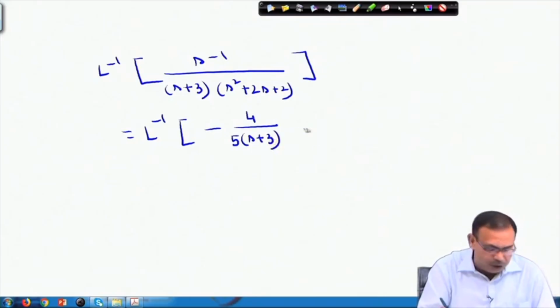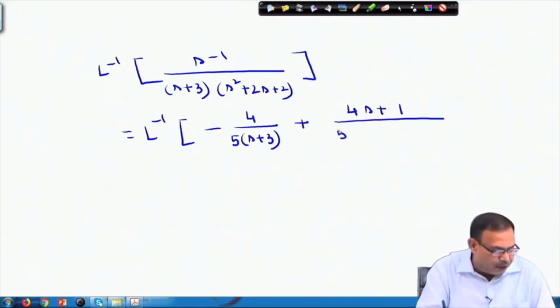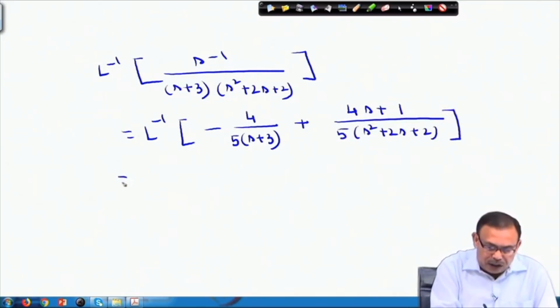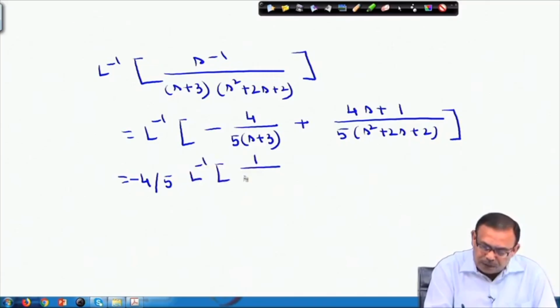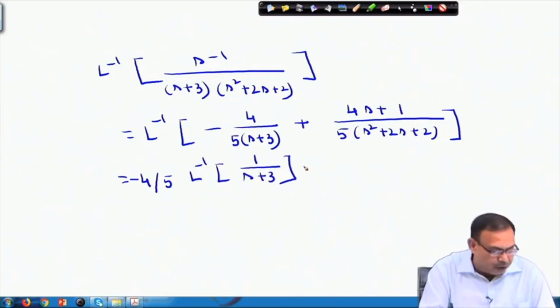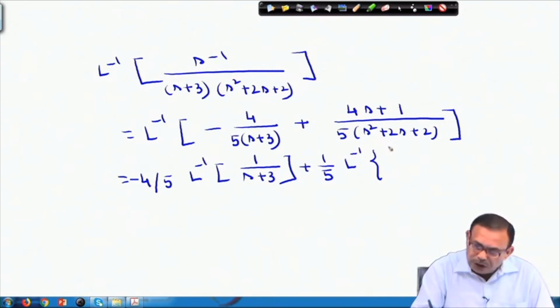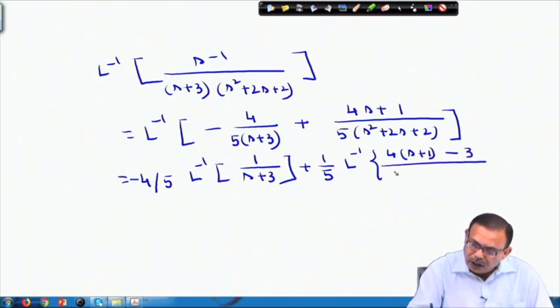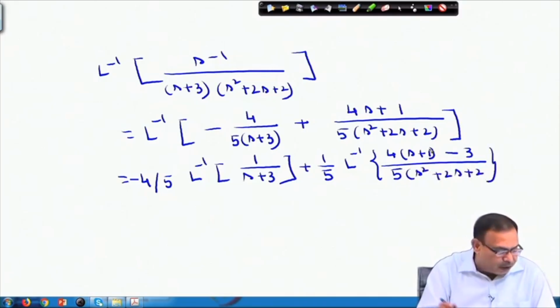Again I am skipping this one, this we have done in the case of differential equations also to find the solution, and 5 into s square plus 2s plus 2 we are writing. So now this I can write as 4 by 5 can come outside, Laplace inverse of 1 by s plus 3, whose Laplace transform you know, plus 1 by 5 Laplace inverse of this. You see, this will be 4 into s plus 1, so minus 3 will be added, 5 into s square plus 2s plus 2. That means this part again I have to break into two parts.